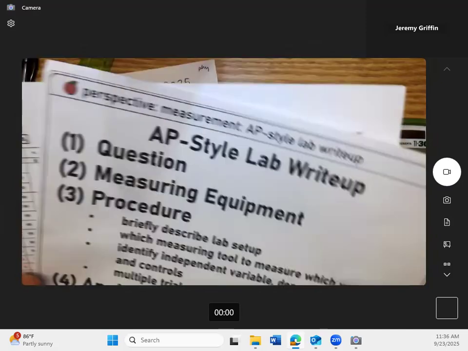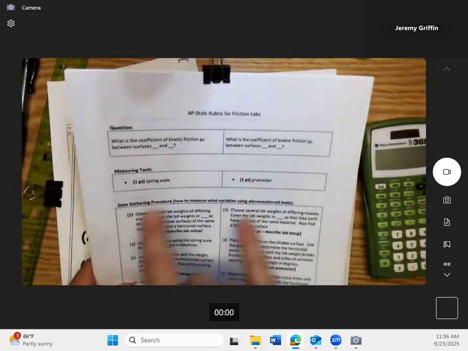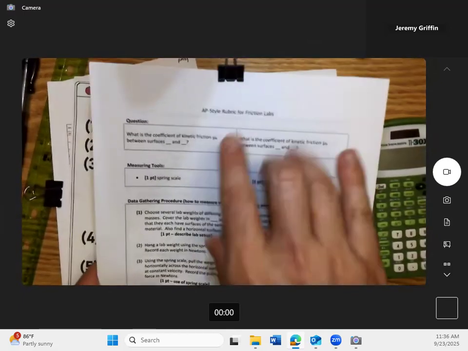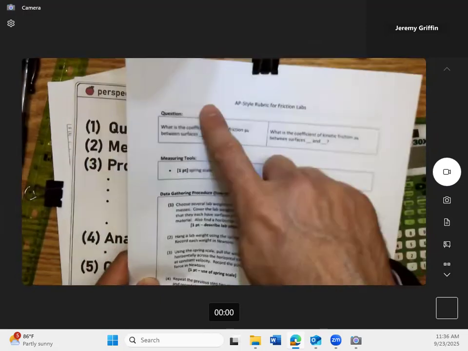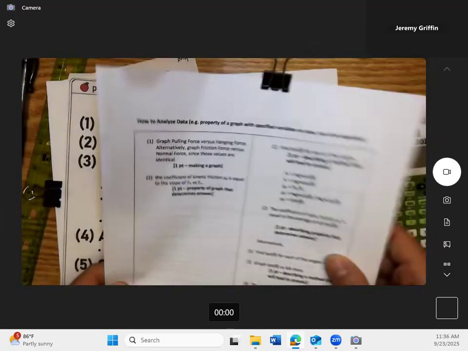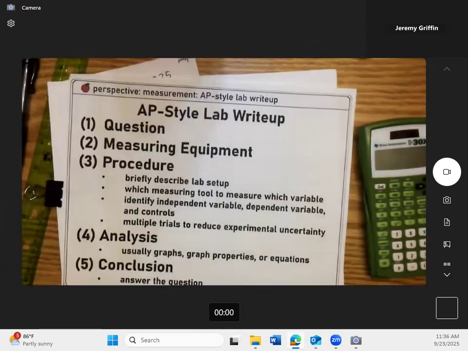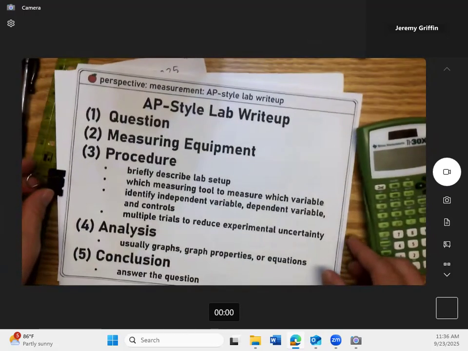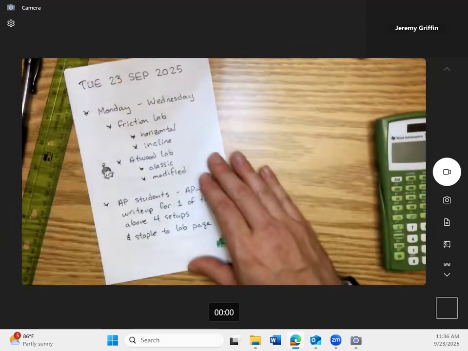I did tell you guys yesterday also that I did do the 2 friction ones for you. So if you wanted to, you could just follow one of these, either the left side or the right side: question, measuring tools, data gathering, procedure, analysis, and conclusion. If you want to challenge yourself a bit, you can do the Atwoods. That would be okay too. That one I did not type up and give to you. So, figure it out.